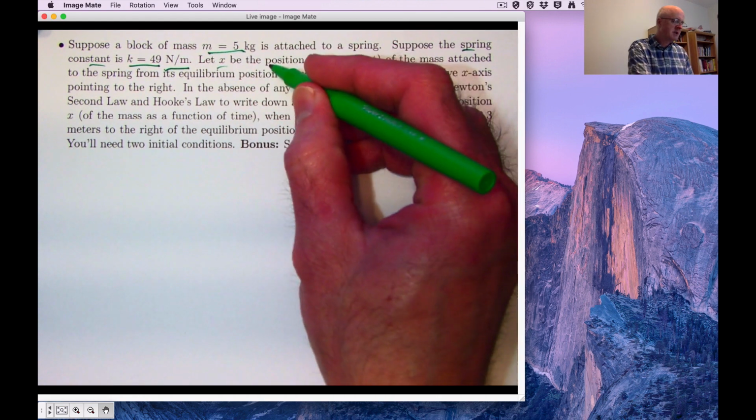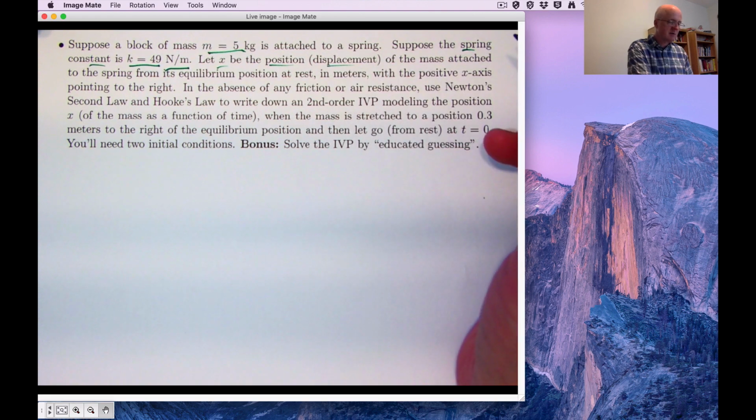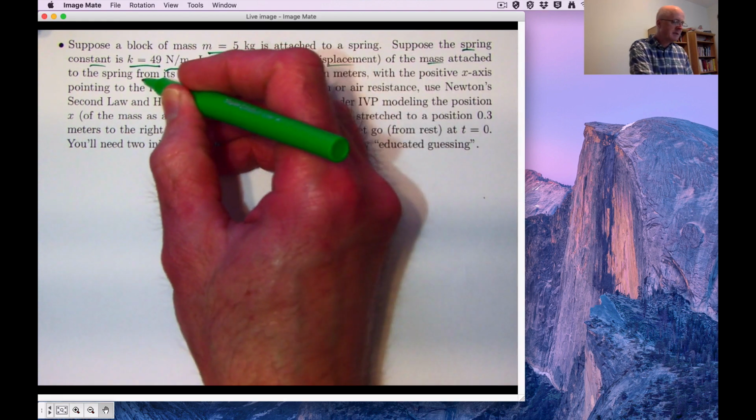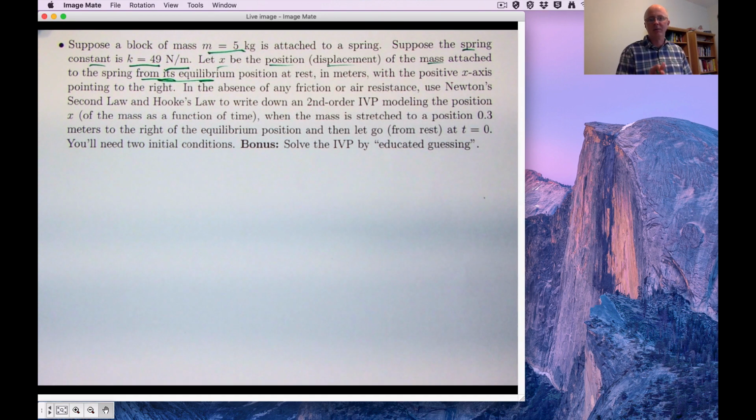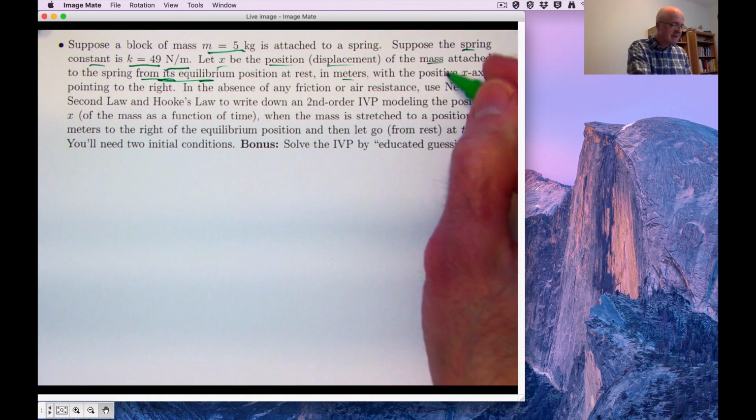Let x be the position, the displacement, in other words, of the mass from its equilibrium. So when it's at equilibrium, x would be 0. When it's, say, to the right of its equilibrium, x would be positive. And when it's to the left of its equilibrium, x would be negative. It's a position or displacement in meters, keep the units consistent, with positive x-axis pointing to the right.